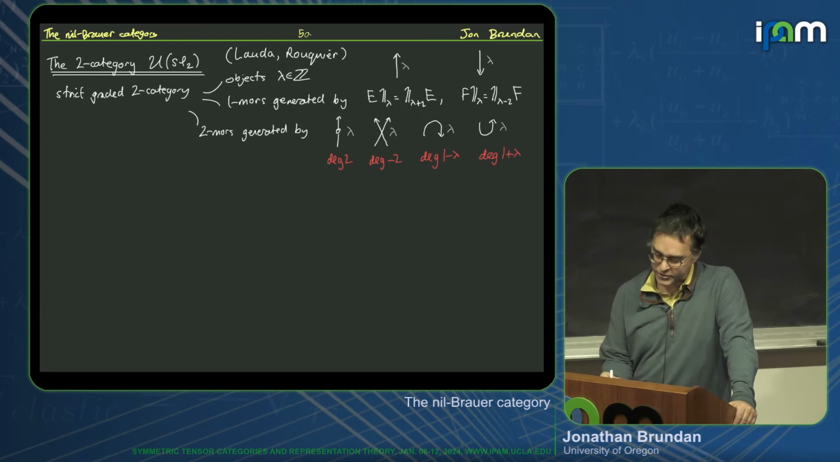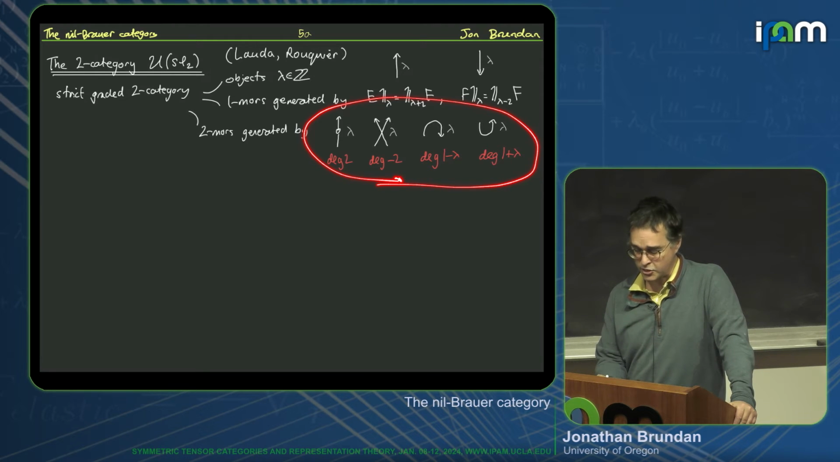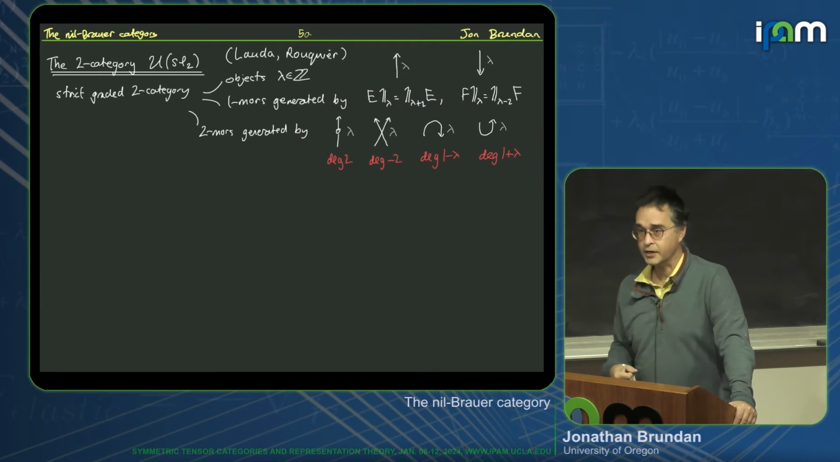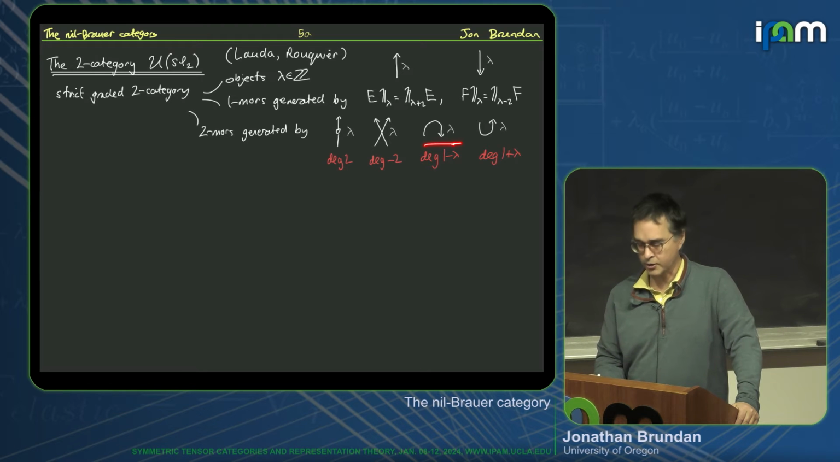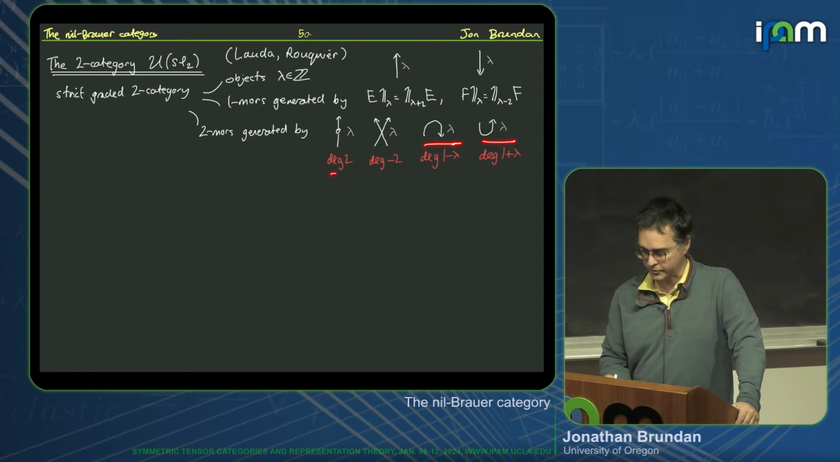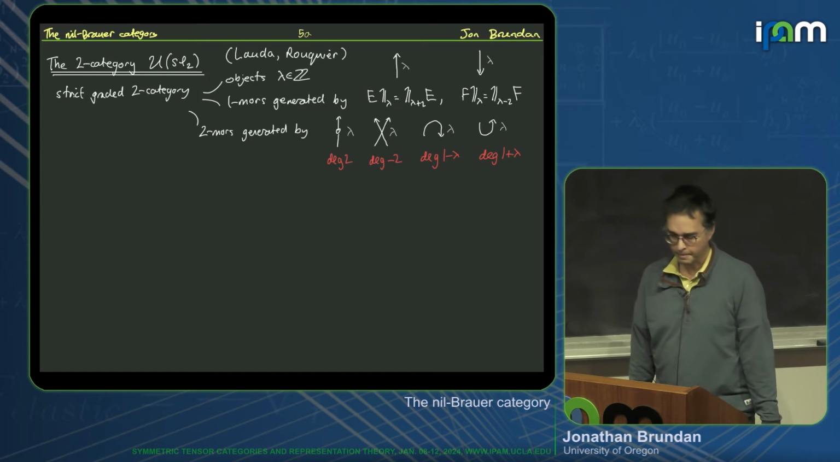And then the 2-morphisms are generated by these, which are drawn diagrammatically. There's this upward dot, so that's an endomorphism of E, 1 lambda. There's the upward crossing, that's an endomorphism of E squared, 1 lambda. And then there's this rightward cap and this rightward cup. And I've written down the degrees there. The dot's degree is 2, the crossing is degree minus 2.